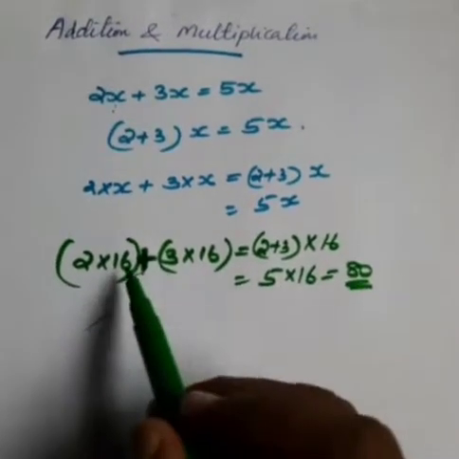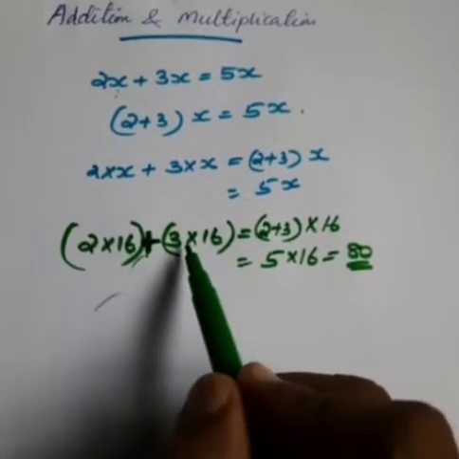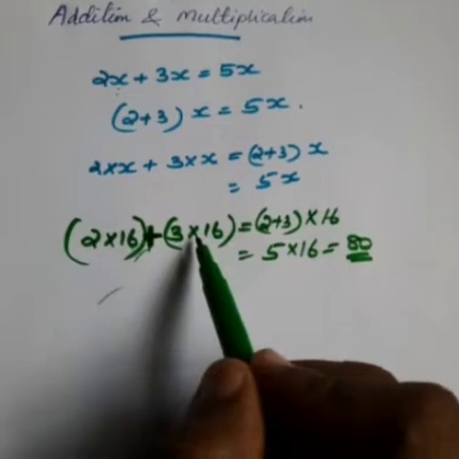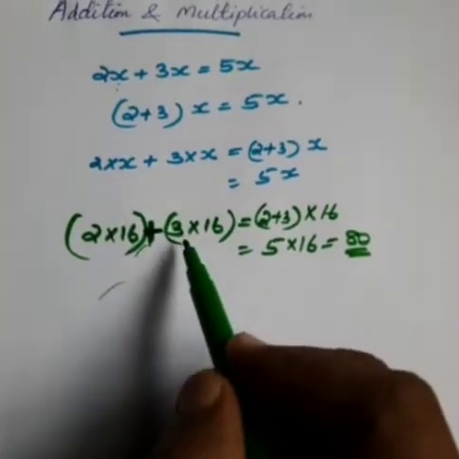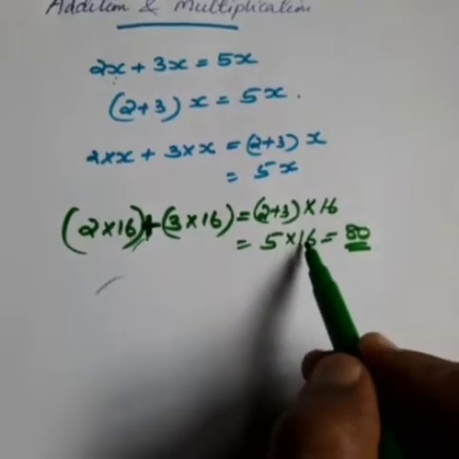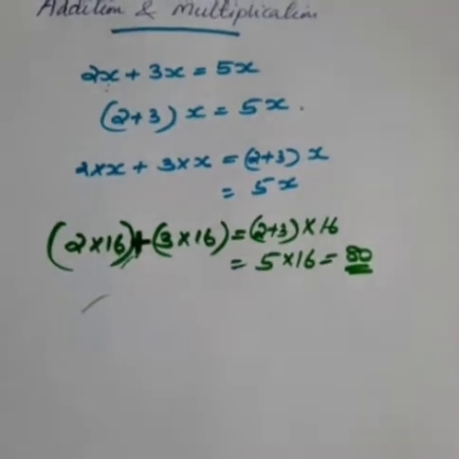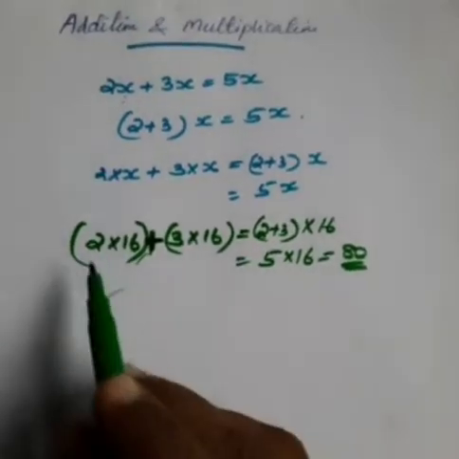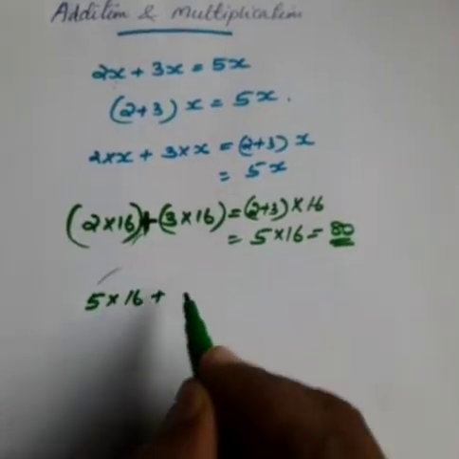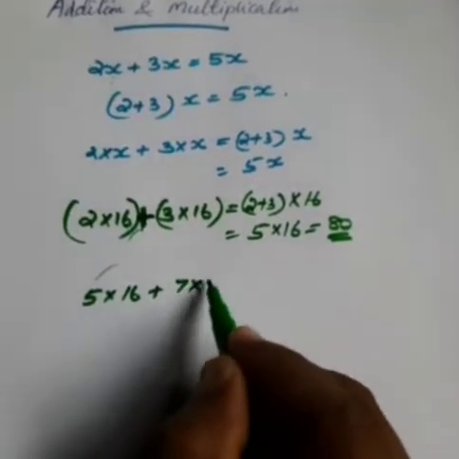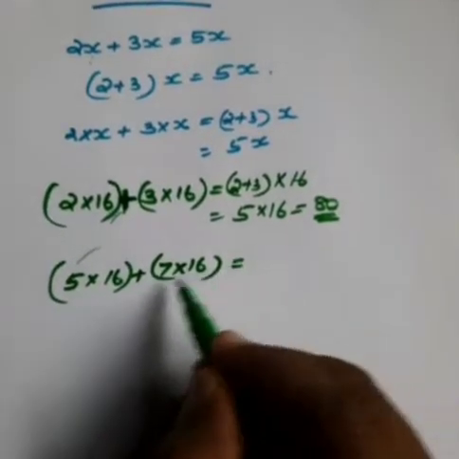That means instead of multiplying the number by 2 and 3 separately and then adding it, okay, instead of that, we need only multiply the number by 5. We will get 80. Okay. Instead of 2 and 3, take another number: 5 into 16 plus 7 into 16. Okay. Instead of adding like this, what do we have to do?